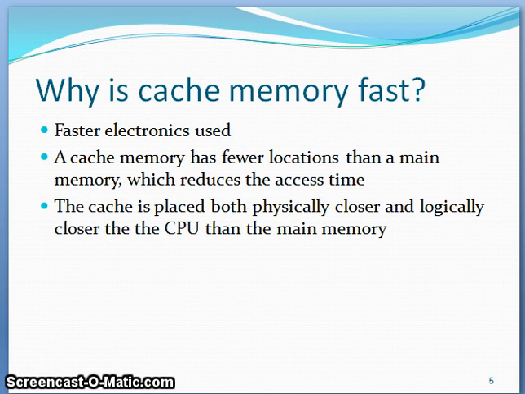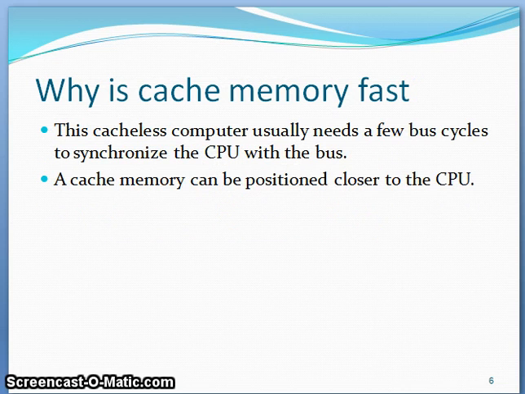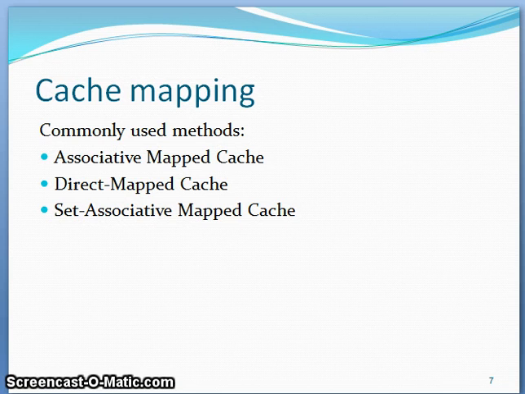Why is cache memory fast? Because faster electronic devices are used. Cache memory has fewer locations than main memory, which reduces the access time. The cache is placed both physically closer and logically closer to the CPU than the main memory. A cacheless computer usually needs a few bus cycles to synchronize the CPU with the bus. A cache memory can be positioned closer to the CPU. Next, my friend will tell you a few points about different cache mapping techniques.